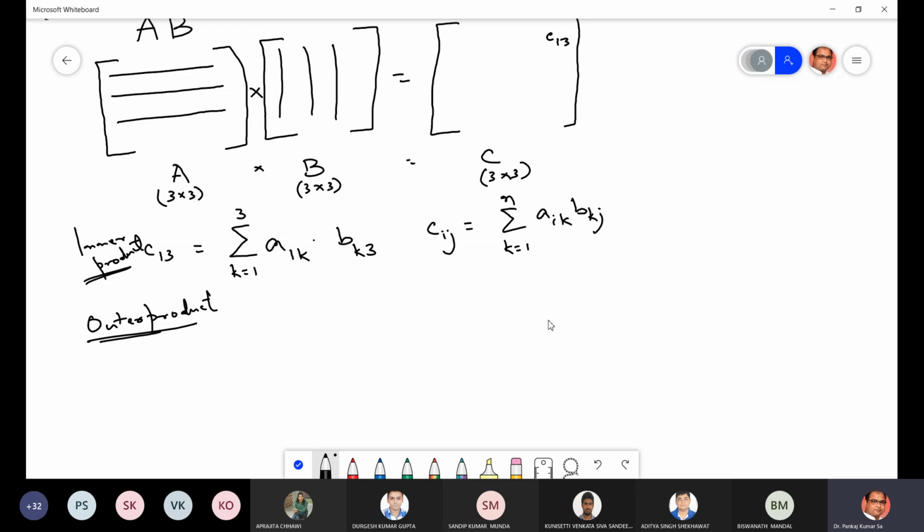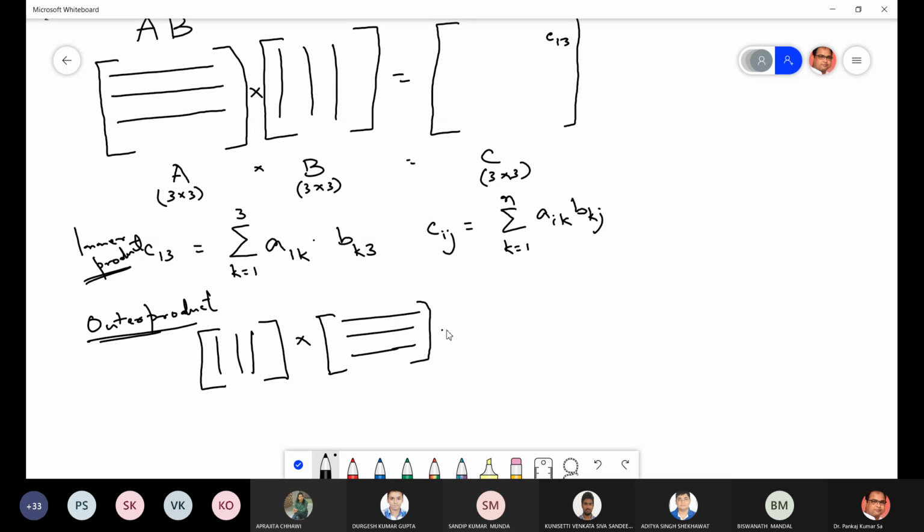Where the outer product is actually, so what I'll do is column of A times rows of B. This is how I'll be doing it. Column of A times rows of B. And what exactly this will give me, let us see.